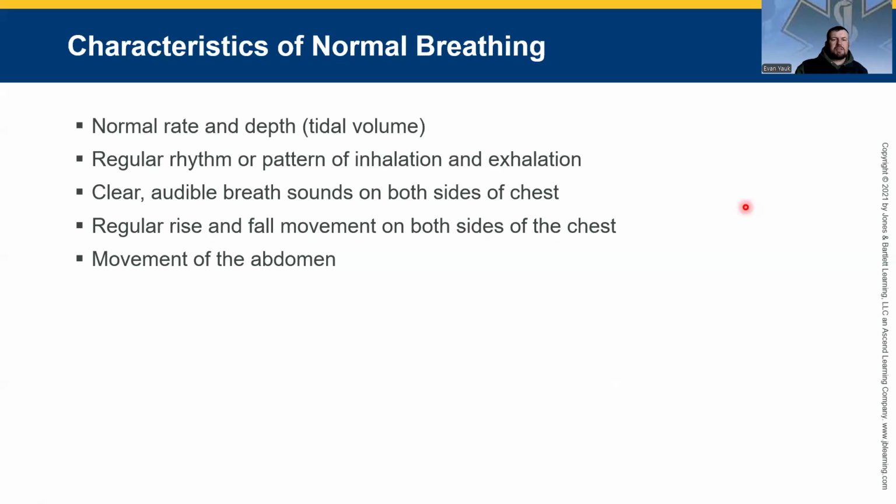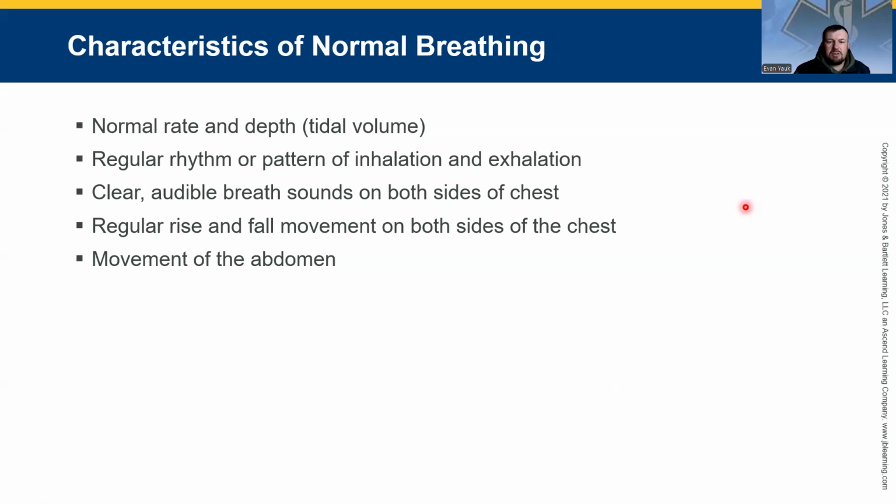So what are some of the characteristics of normal breathing? We want a good rate and depth, or quality. That's 12 to 20 per minute for an adult. A regular rhythm and pattern of inhalation and exhalation. So we want it to be regular. We don't want five fast, deep breaths and then we hold our breath for two seconds. It should be the exact same all the time.